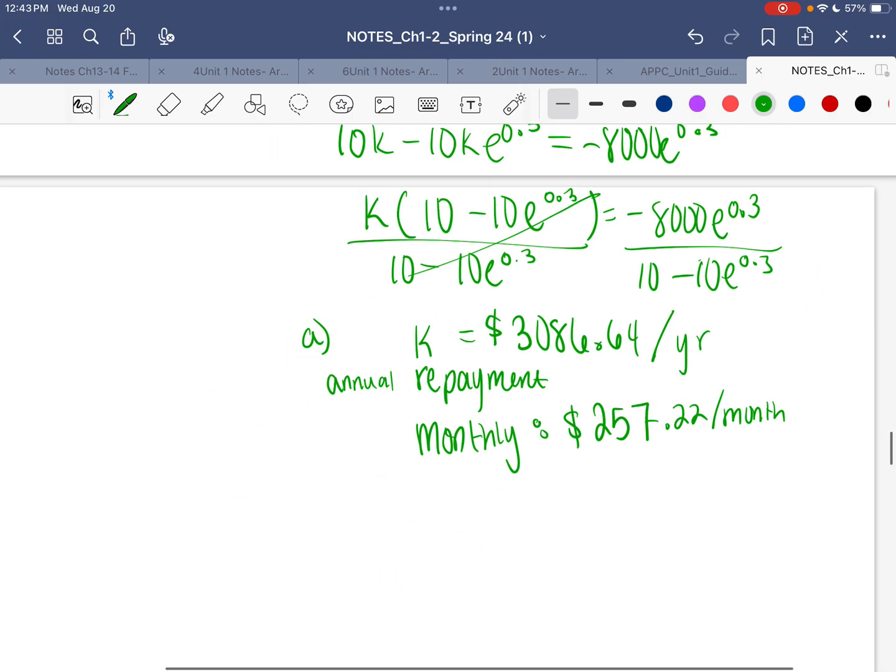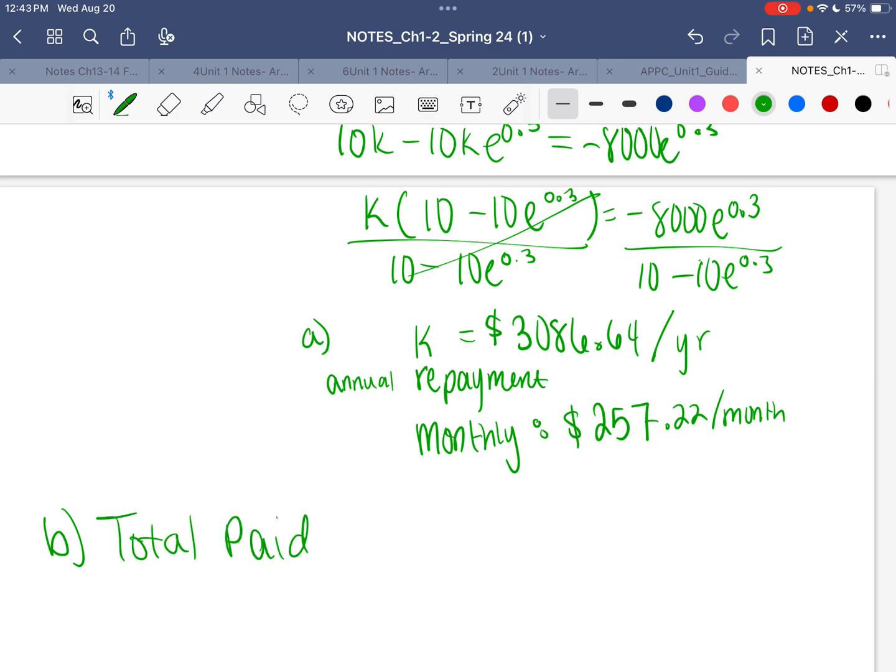Then it was part B that we wanted to figure out the total amount of interest each year, or in 3 years. Total amount of interest in 3 years.